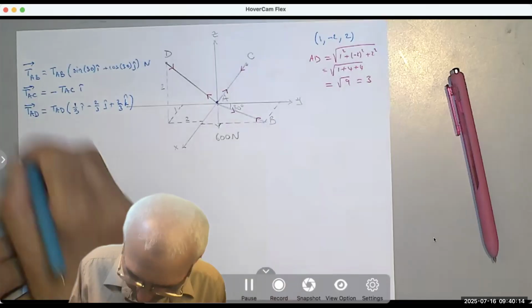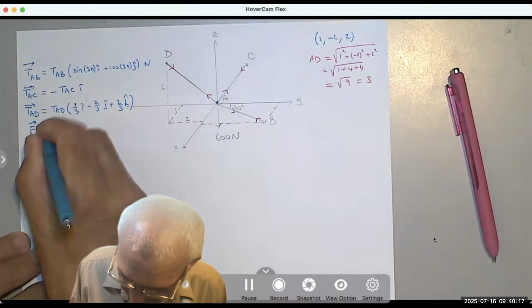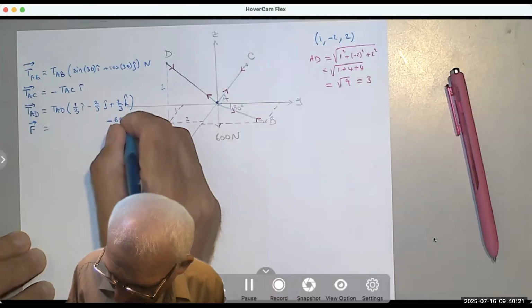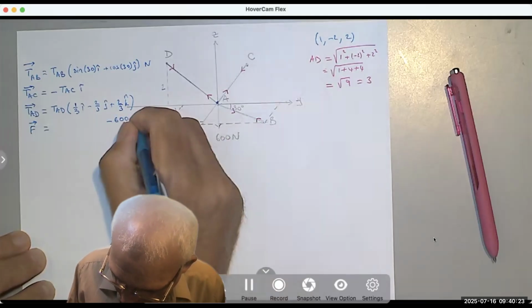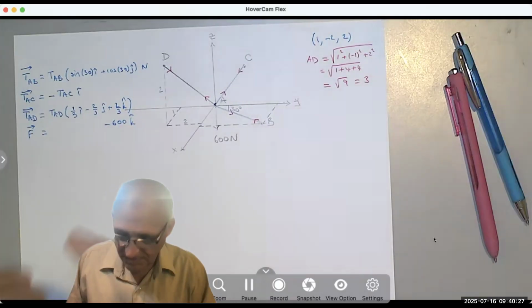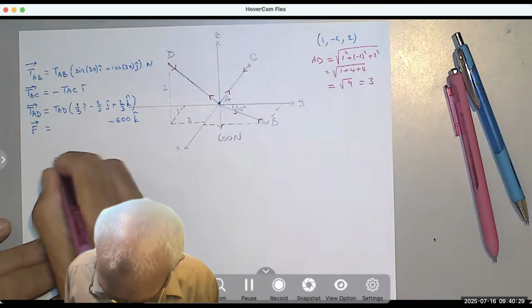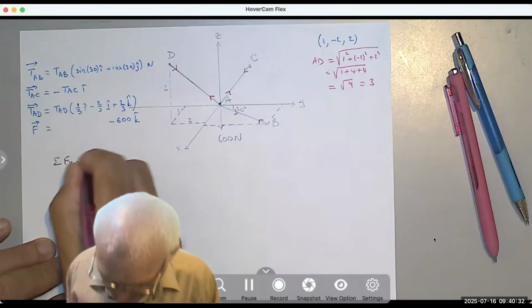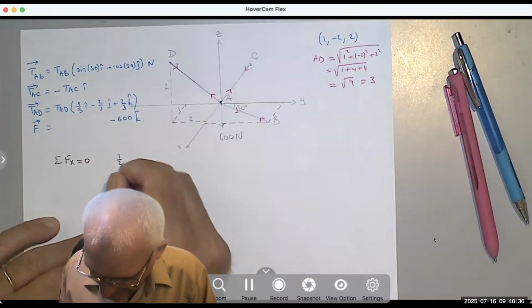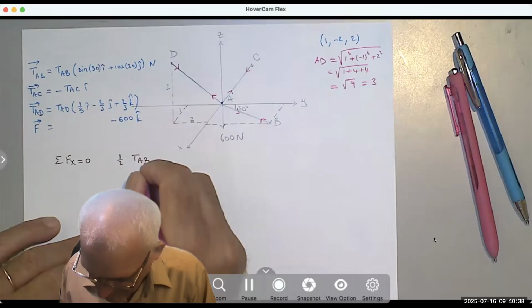And finally, my force F is -600 k. It's going down along the Z, so it's -600 k. Now I can write my 3 equations of equilibrium. I can say summation of the force along the X equals 0. Sine 30 is 1/2, so 1/2 TAB.